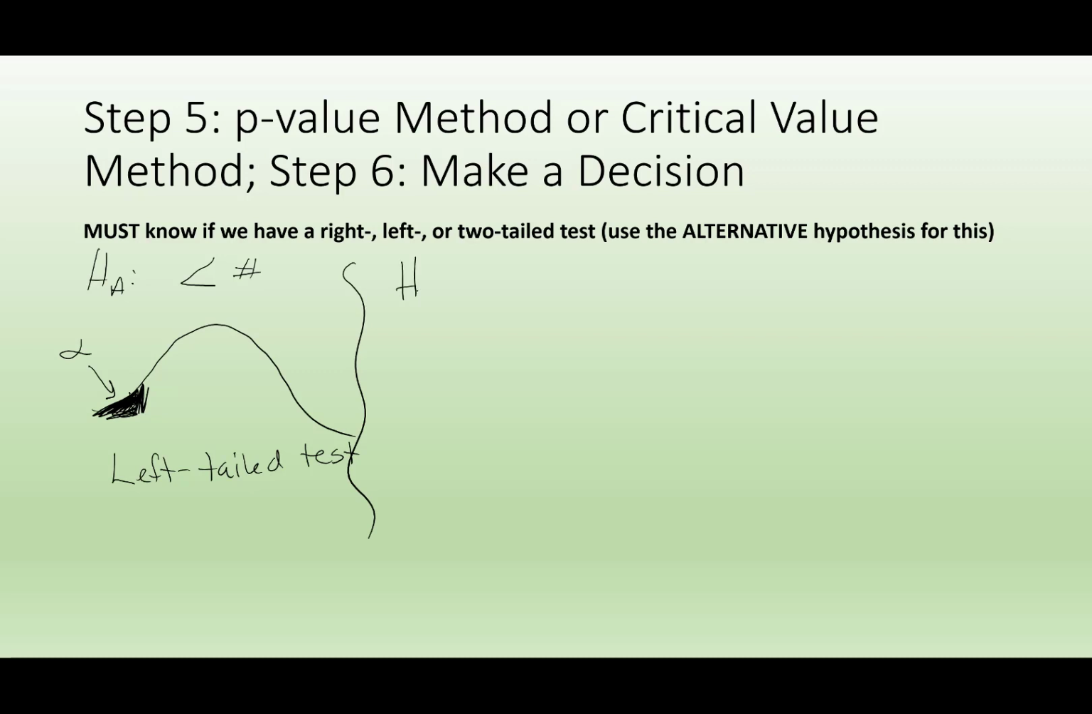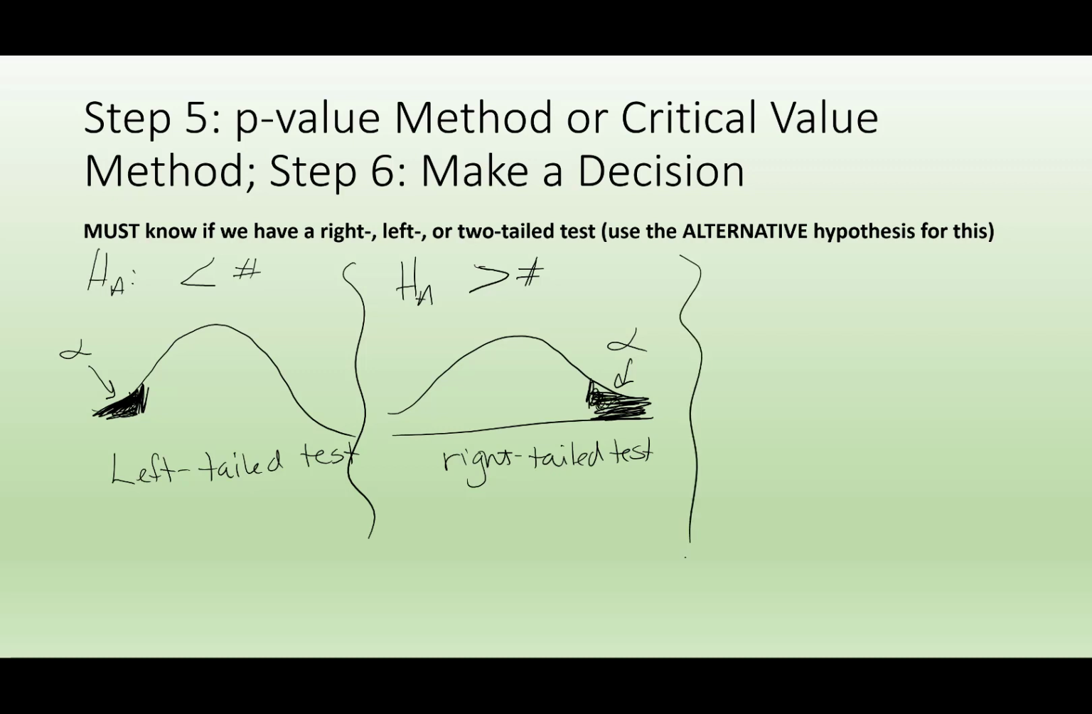Now, if our alternative hypothesis has a greater than symbol, so whatever we're trying to figure out, if we're interested in it being larger than the claimed value, well, on our distribution, we would be looking at values that are higher up here. So our area up here, again, would be equal to alpha, and this would be considered a right-tailed test. Because, again, our critical region or our rejection region here is on the right side of our distribution.